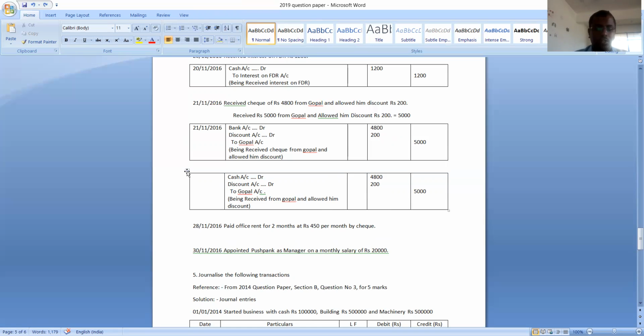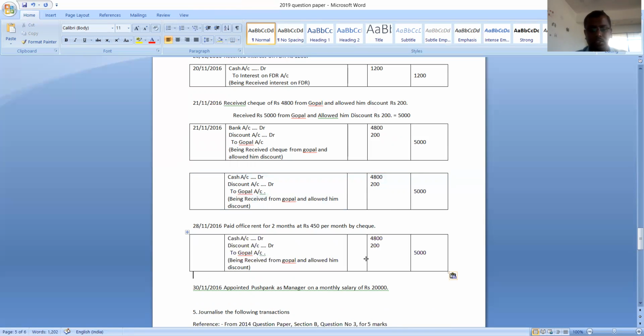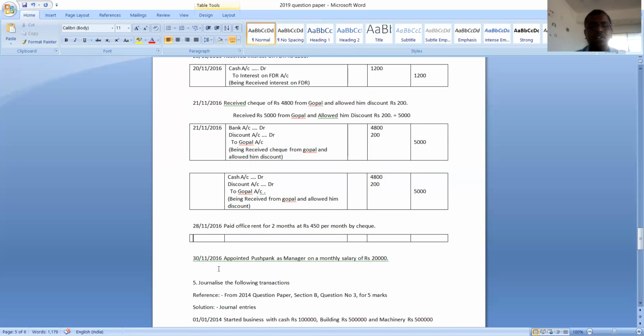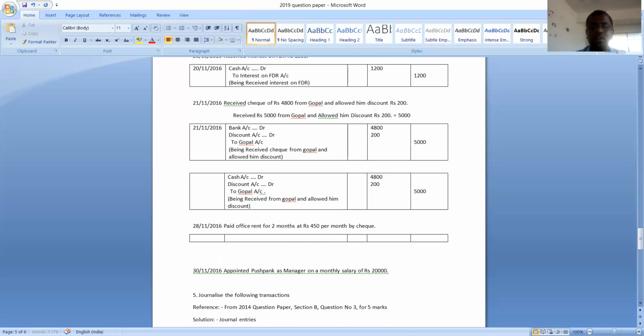Next transaction. It is dated on 28th November 2016. What is the transaction? Paid office rent for 2 months at rupees 450 per month by check.